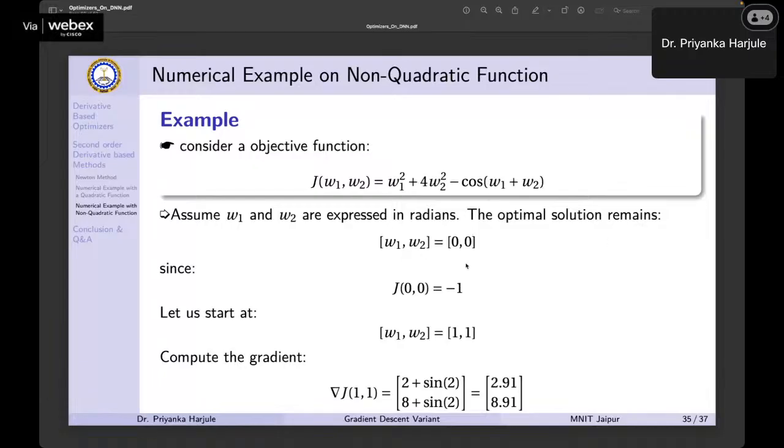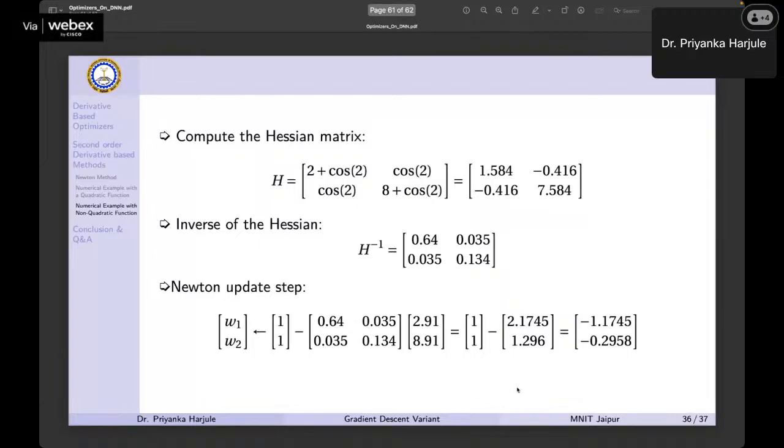So this is another example on a non-quadratic function with the help of Newton's method. Again, we use the gradient, with the initial weights to be 0, 0. We find the value of the function at this initial point, and start with the update rule by computing the gradient, which is 2.91 and 8.91. Then we compute the Hessian matrix, and then we take the inverse, and when we do the Newton's update, we get the value to be minus 1.1745.